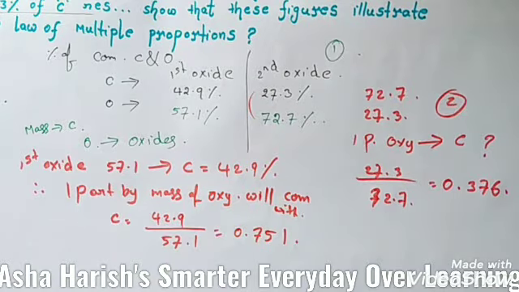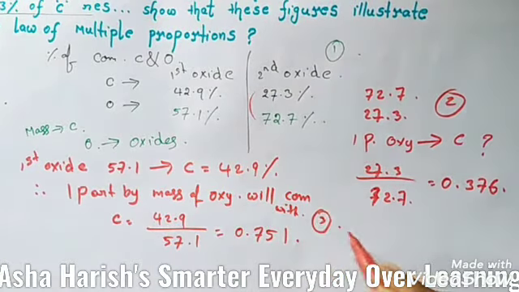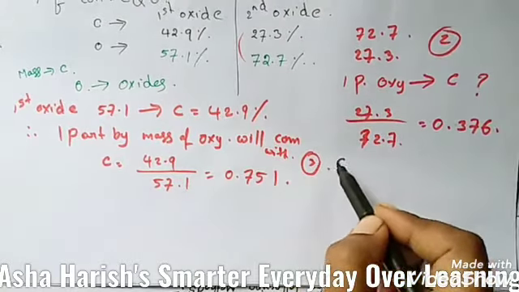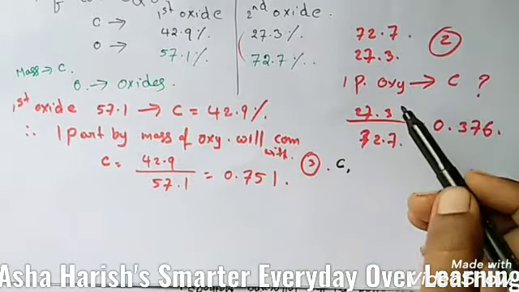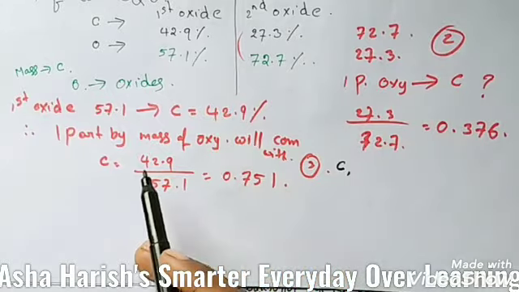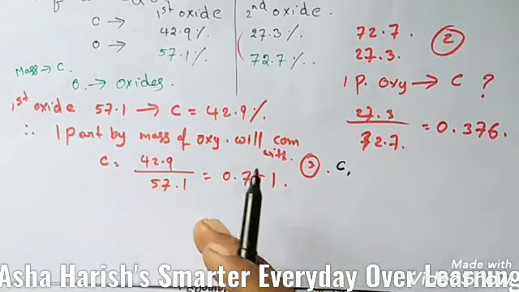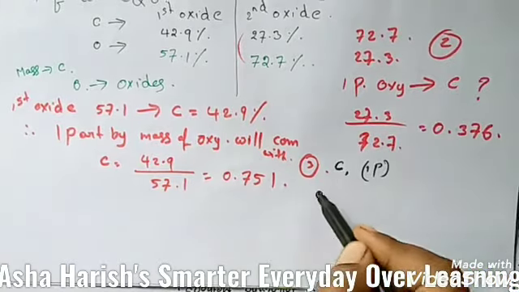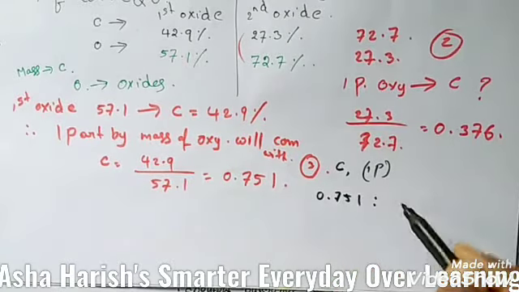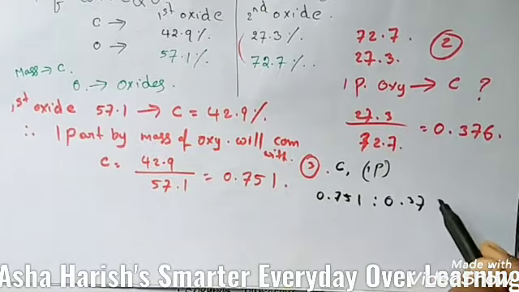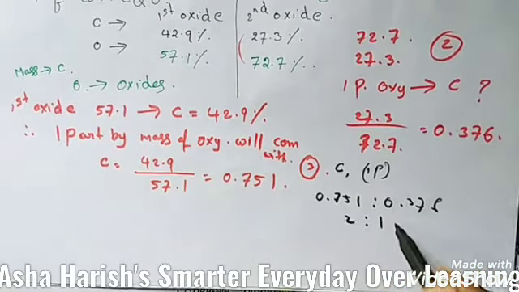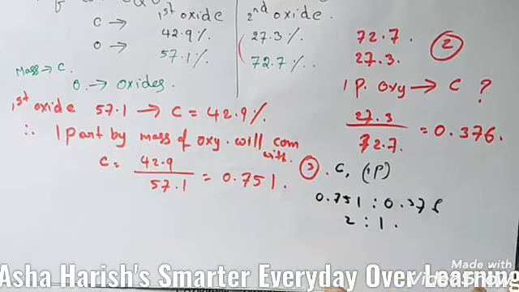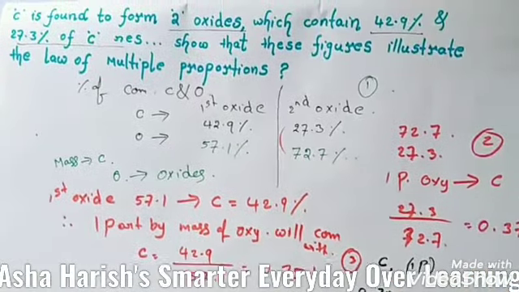Now in step 3, what we have to do? In step 3, we compare the masses of carbon which combine with the same mass of oxygen in both oxides. The ratio of the masses of carbon that combine with the same mass of oxygen, that is only one part, is 0.751 is to 0.376 or 2 is to 1. Since this is a simple whole number ratio, the above data illustrate the law of multiple proportions.